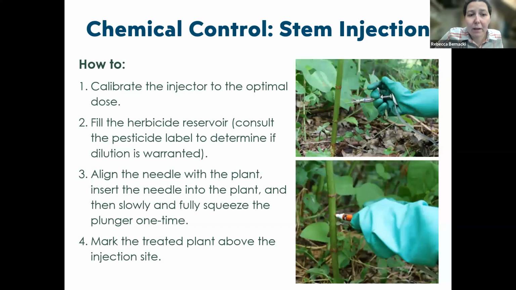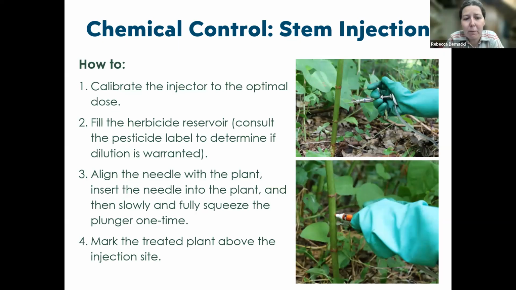Then we're going to fill our herbicide reservoir. Many stem injections actually use 100% concentration of that product, but always consult your pesticide label and make sure that dilution isn't warranted. If it is, you want to make that pesticide sandwich the same way we just talked about. Then you're going to align your needle with the plant, insert the needle, and slowly and fully depress the plunger. You've calibrated that injector to inject a certain amount, so we want to make sure we get that full injection. So we want to make sure we fully inject that plant.